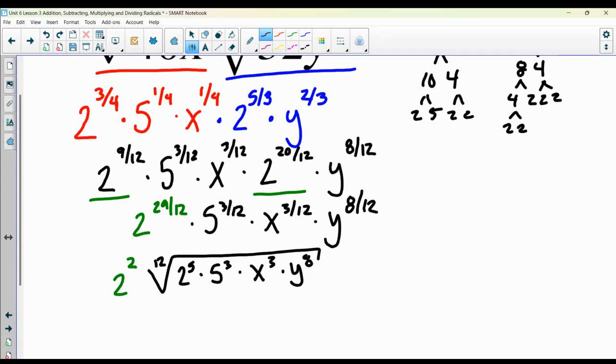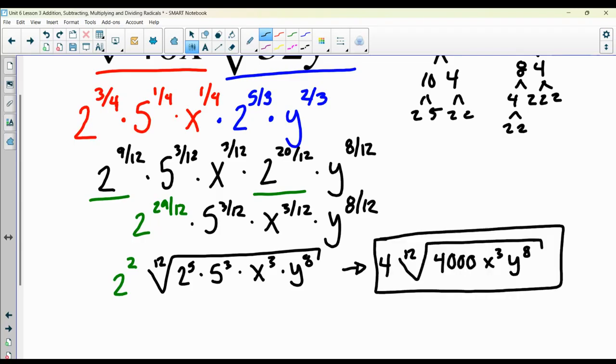So take one more step and simplify your numbers. We know what 2 squared is. Figure out what 2 to the 5th is. Make sure you're multiplying that with 5 to the 3rd. It is going to be a larger number, but that is okay. And then that would be your final answer. This is an even index, but we did not have any variables that simplified to the outside of this, so absolute values are not necessary for this answer.